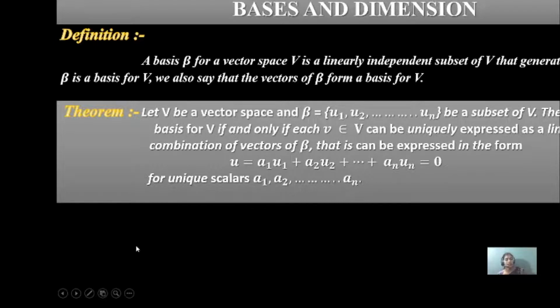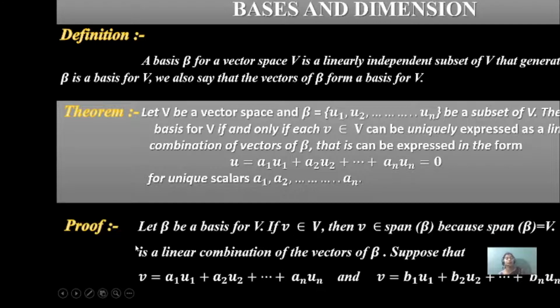Okay, what is the proof of this theorem? Let beta be a basis for V. If small v is an element of capital V, then small v is an element of span beta, because span beta equals V. This is expressed by the definition from the previous lecture. Thus, small v is a linear combination of the vectors of beta.